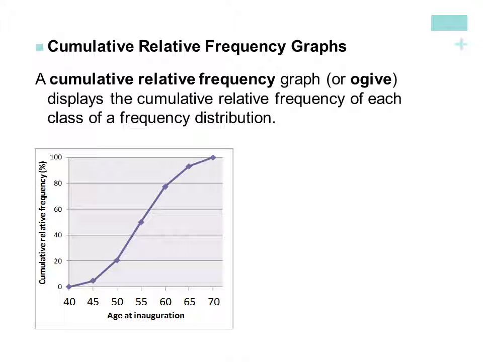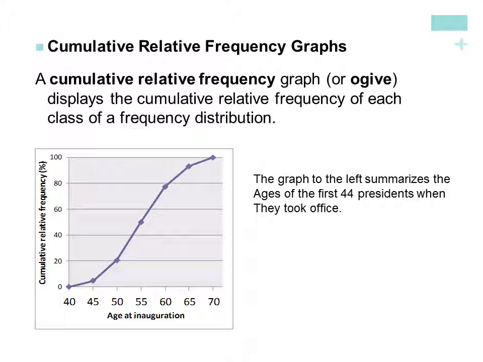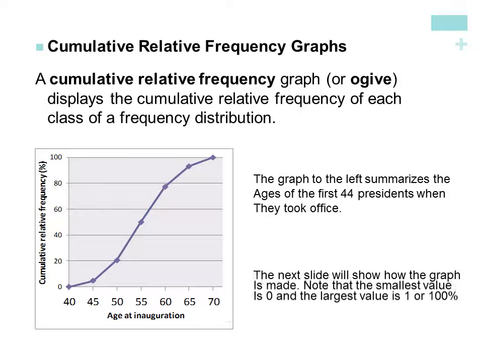Okay, what a cumulative relative frequency graph says, when I take a look at the percent of observations from 45 to 50, here this would have been, let's say, about 8 to 20, so 12% of the observations here. So if this is 8% in your first little segment, 12% in your second segment, what your cumulative relative frequency graph tells you is, at 50, there was a total of 20% of the observations. So it's your 8 plus your 12, which gave us a total of 20% of our observations. Okay, so this graph summarizes the ages of the first 44 presidents when they took office.